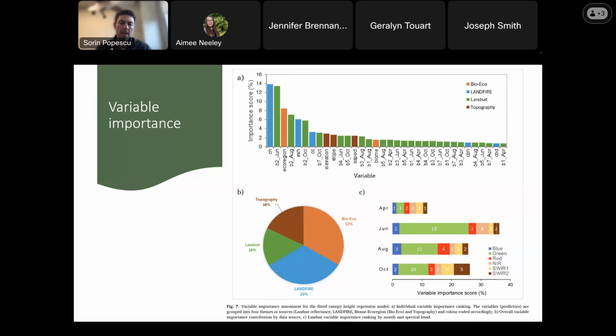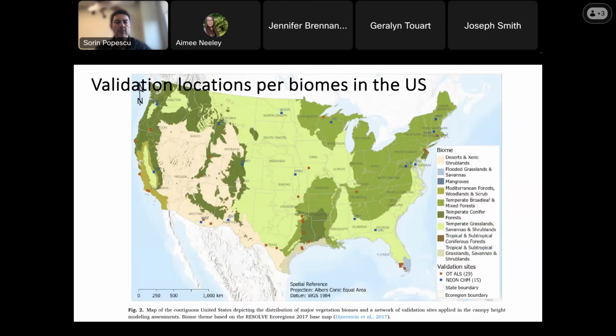We see Landsat variables about 18%, topography 18%, and then those bioecological variables 33%, and LANDFIRE already available canopy height products were significant at about 33%. That's with respect to variable importance. If you would like to find greater details, I would recommend looking into the publication in Remote Sensing of Environment.